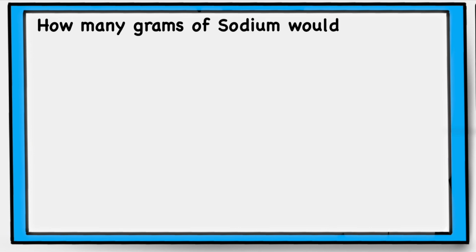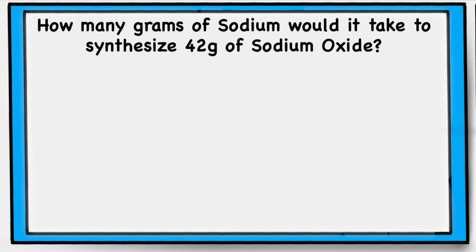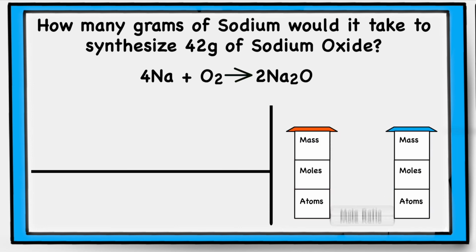Okay, one last practice problem. Let's say we're trying to find out the amount of sodium it would take to synthesize 42 grams of sodium oxide. First, we're going to write our equation. Since it is a synthesis equation of sodium oxide, it is Na plus O2 yields Na2O. Once we balance this out, we get 4 Na plus O2 yields 2 Na2O. Now that we have a balanced equation, we can label our buildings. The left one being sodium oxide, while the right one being the single element of sodium.